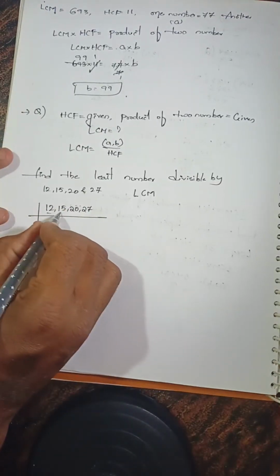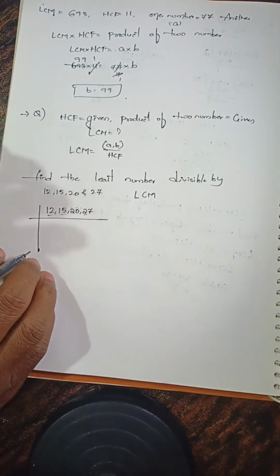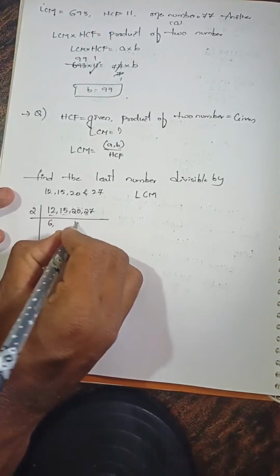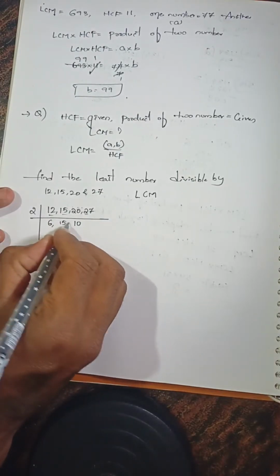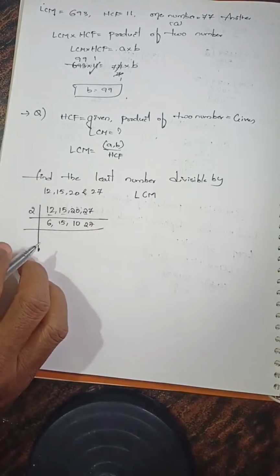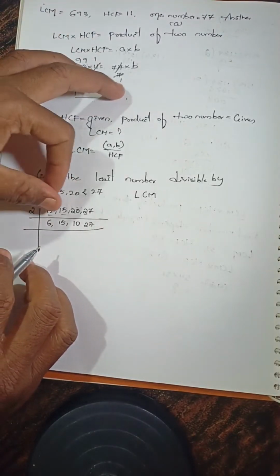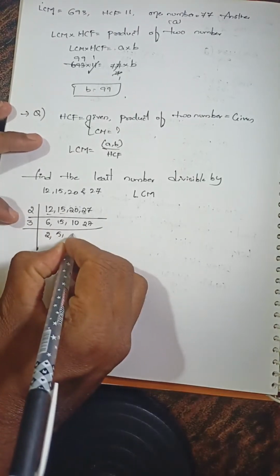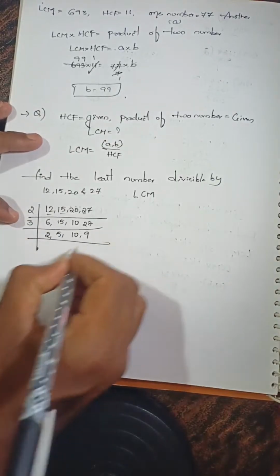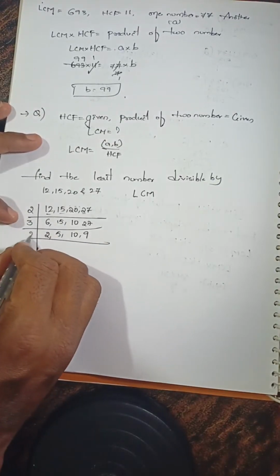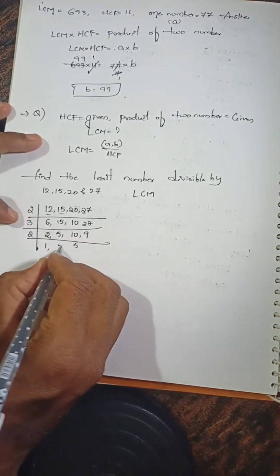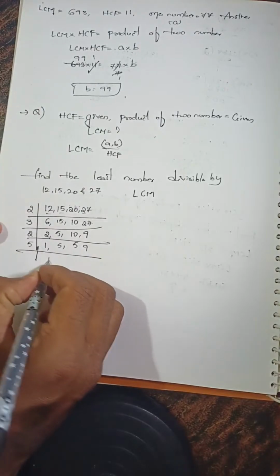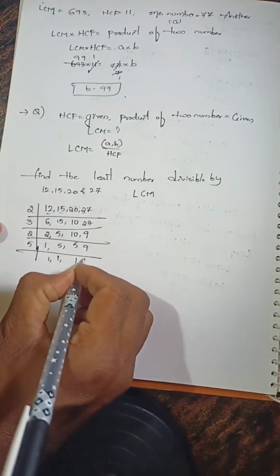See here, 12, 15, 20 and 27. We go for the smallest number, that is the 2 table. 2 6 times 12, 2 10 times 20, and the remaining 15 and 27 are not divisible by 2. Now 6, 15 and 27 are divisible by 3. 3 2s are 6, 3 5s are 15, 10 is not divisible, 3 9s are 27. Now 2 and 10 are divisible by 2, 2 1 times, 2 5 times, and the remaining 5 and 9 are not divisible by 2. 5 we write down as it is, and the remaining is 9.